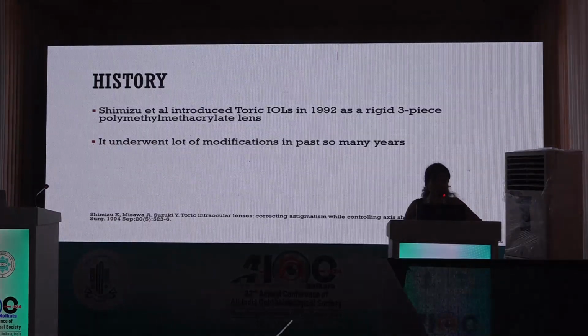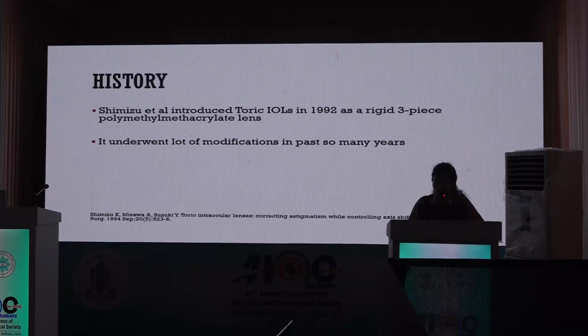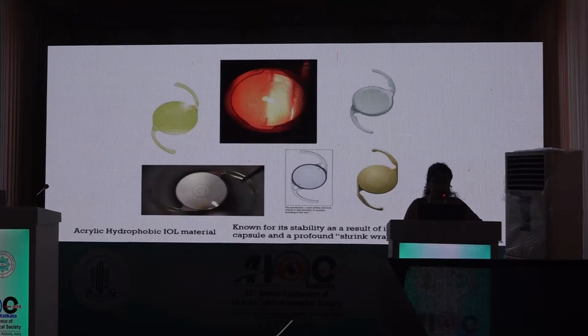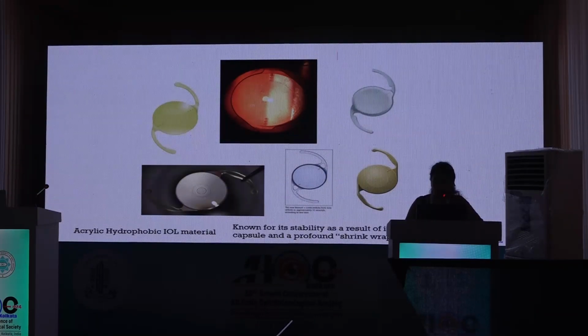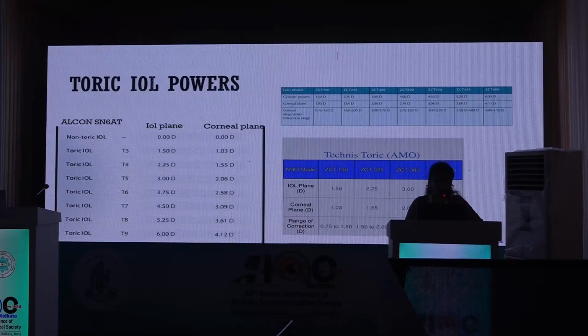Toric IOLs were introduced by Shimizu et al. in 1992 as a rigid 3-piece lens, and they underwent a lot of modifications to become what we have today. It is the acrylic hydrophobic platform which is used to place the toricity, because these are known for their stability. They adhere to the capsule and a profound shrink wrap effect occurs, which keeps the IOL locked in place for years.